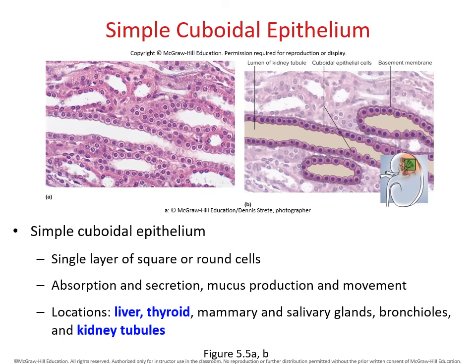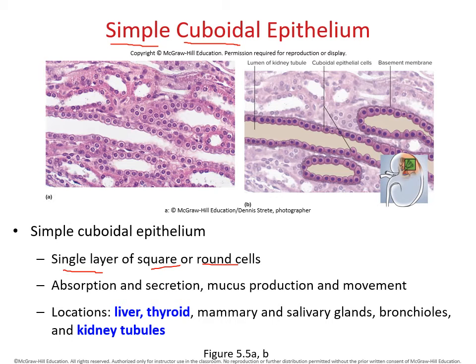This one is simple, so one layer. Cuboidal, so now we're looking more at a circular or box-like structure. Epithelium. So let's go ahead and take a look at what it says. It says it is a single layer of square or round cells. Once again, absorption and secretion, because that's what epithelium tissue does.